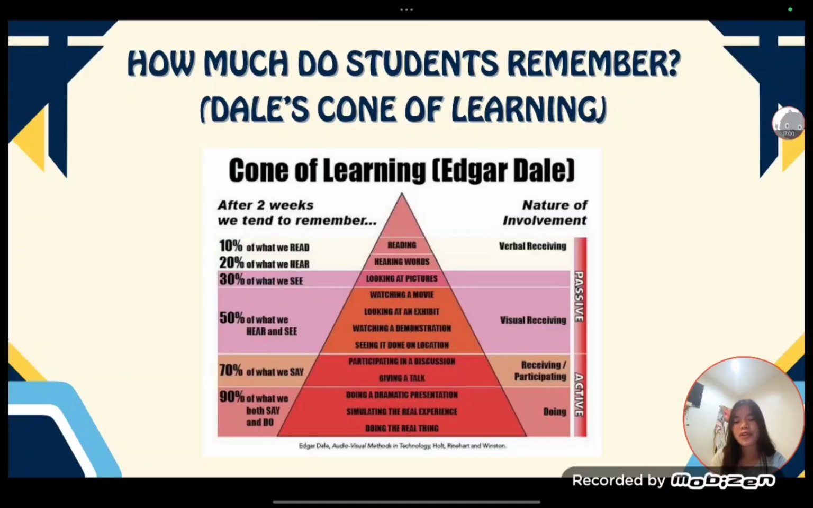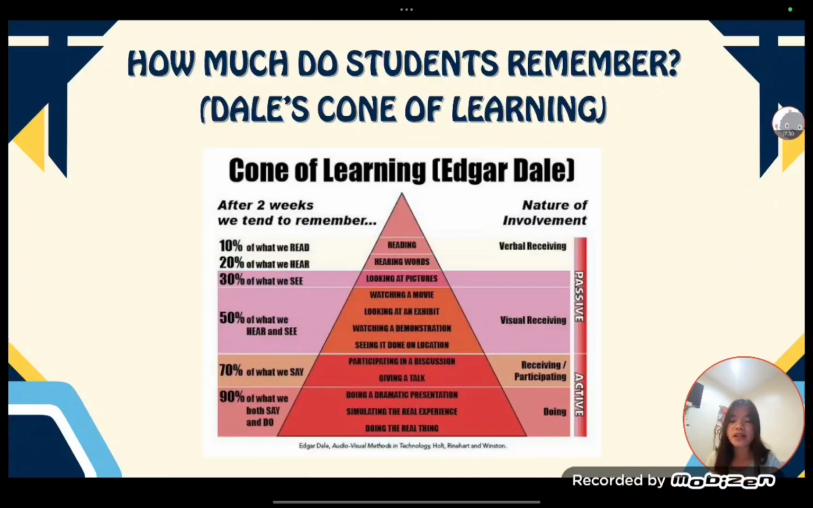So next is we have the 30%. 30% is na-absorb natin yung nakikita natin na itinuturo ng ating guro, 30% lang pala yung nakikita natin ng mga pictures or mga visual aids. So 30% lang siya, madali lang din siyang nakakalimutan natin.